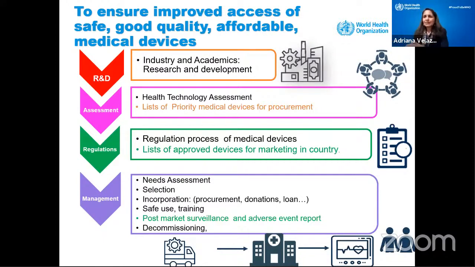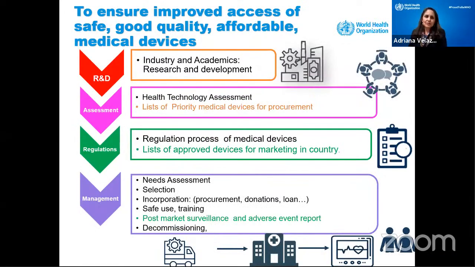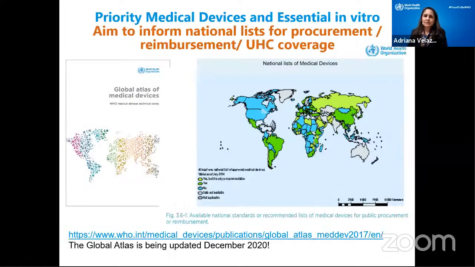And then we have all the area about health technology management. We need to define where are the needs, how to select it, how to procure it, how to do the training, and ensure that those devices are really meeting the needs of the society and the patients. So if we take these three colors that you see here, the pink, the green, and the blue, I'm sorry, it should be more bluish, and this is a sequence. You regulate, you measure safety and performance, then you have the HTA, you measure clinical effectiveness, ethics, social issues, organizational, and then you go to the health technology management to ensure procurement, selection, training, and use is correct.